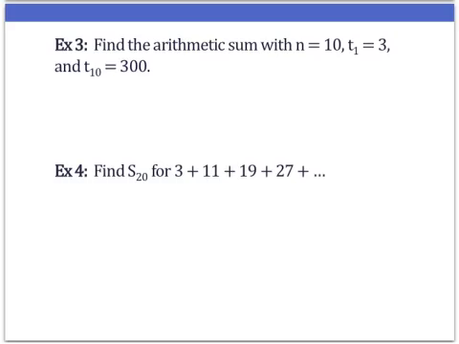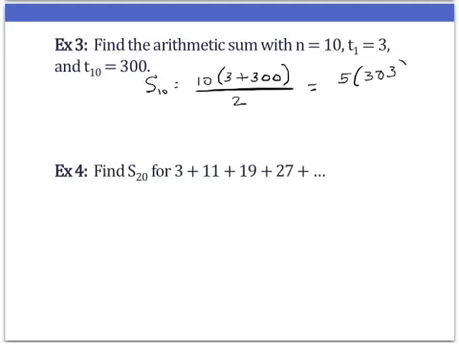Okay, let's do another one. This one, we have all the information. It's just a matter of substituting. So n is 10. Divide by 2. And add our first term and our last term. So if we simplify, we get 5 times 303. And that's 15.